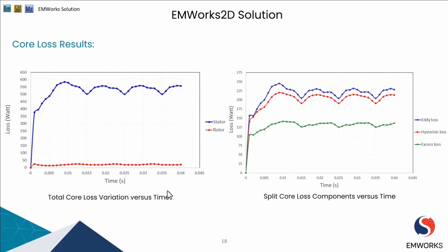Next, we can also have a complete core loss analysis. It involves evaluating the losses that occur within the core of the machine. Here we can easily segregate the total core loss into various components such as the eddy current losses and the hysteresis losses, as well as the excess losses. And we can see the losses in both the components, in the rotor as well as in the stator.